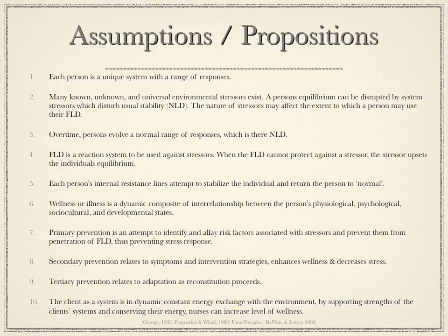Wellness or illness is a dynamic composite of interrelationships between the person's physiological, psychological, sociocultural, and developmental states. Primary prevention is an attempt to identify and allay risk factors associated with stressors and prevent them from penetrating the FLD, thus preventing activation of the stress response. Secondary prevention relates to symptoms and intervention strategies, enhances wellness, and decreases stress. Tertiary prevention relates to adaptation as reconstitution proceeds.